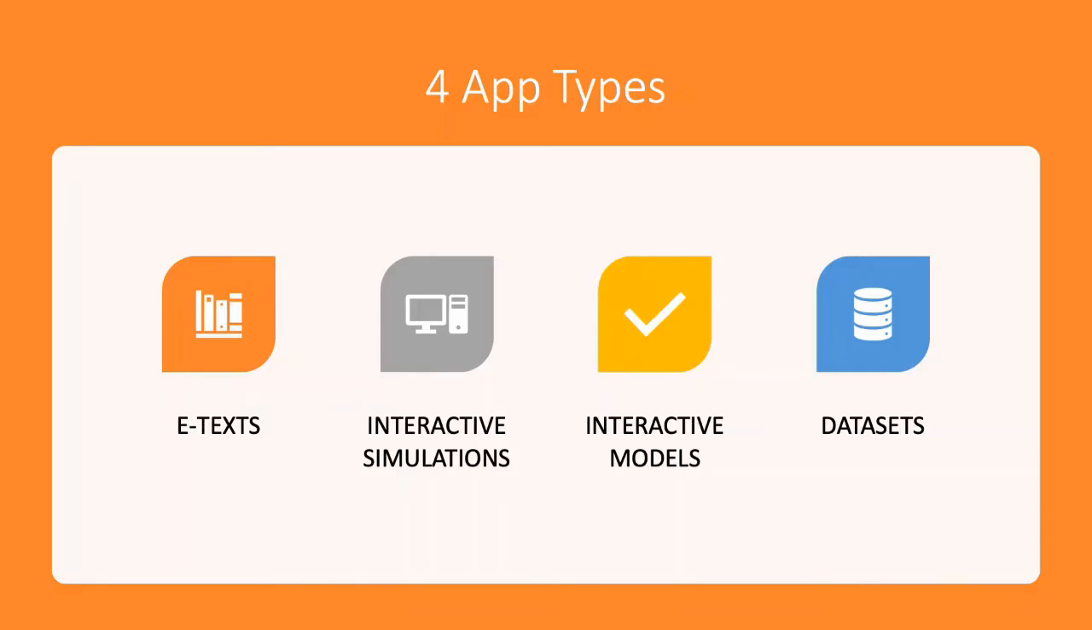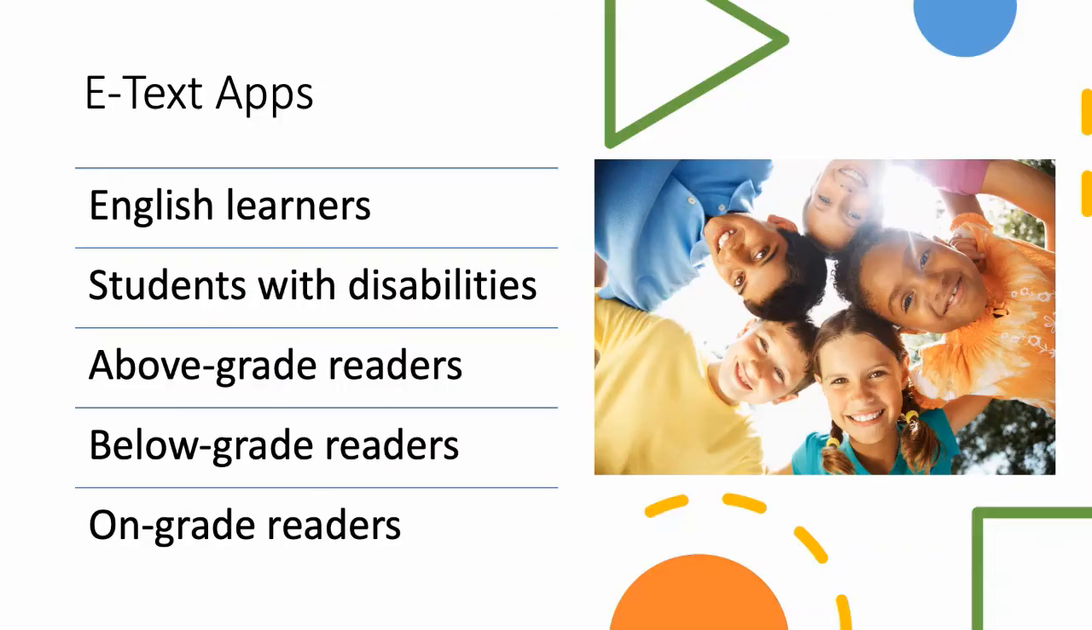Keep in mind that science apps are a great complement to hands-on learning, but they certainly don't replace it. Make sure you keep lots of hands-on learning in your teaching. Content-heavy reading is among the least effective means for students to learn in science. However, if you have to use content-heavy texts, electronic texts or e-texts have the potential to increase access to science content delivered through written English for all of your learners, including your English learners, students with disabilities, and your above, below, and on-grade readers.